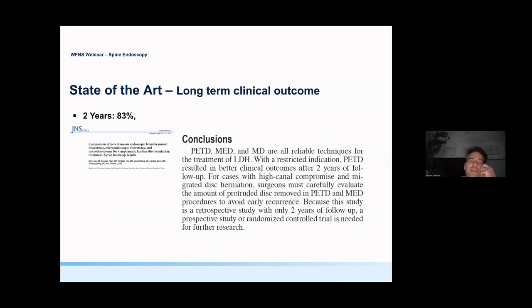sequestrated, like widely cranially or caudally, you have to be very cautious using the percutaneous endoscopic technique, because there might be the chance that you could not remove everything or you could get an early reoperation. So again, patient selection and also surgical skills are key for each of those techniques.